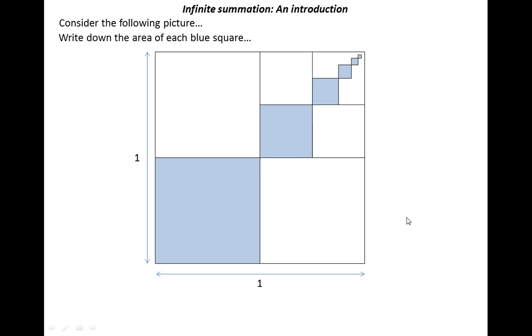So what about the area that we've shaded? Write down the area of each of the blue squares. So the first one that we shaded here in the lower left corner, well, that was a quarter of the original square whose area was 1. So the area here is a quarter. The second square we shaded here, well, that's a quarter of the size of this one, a quarter of a quarter. So that would be a 16th. And the third time, it's a quarter of the size of the previous square. So 1/64th.